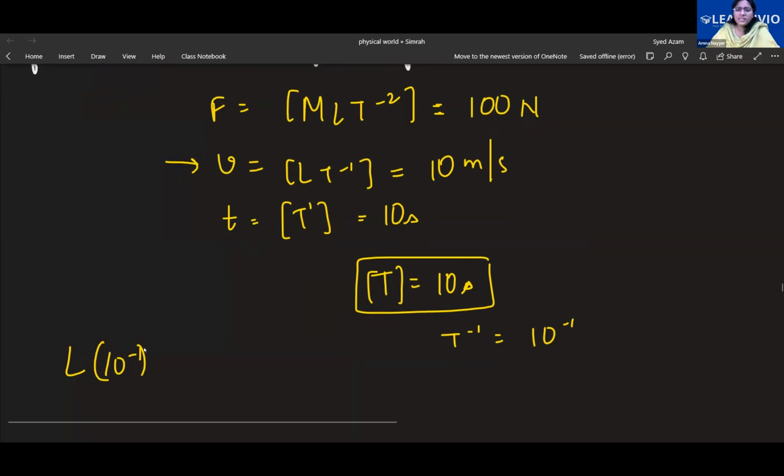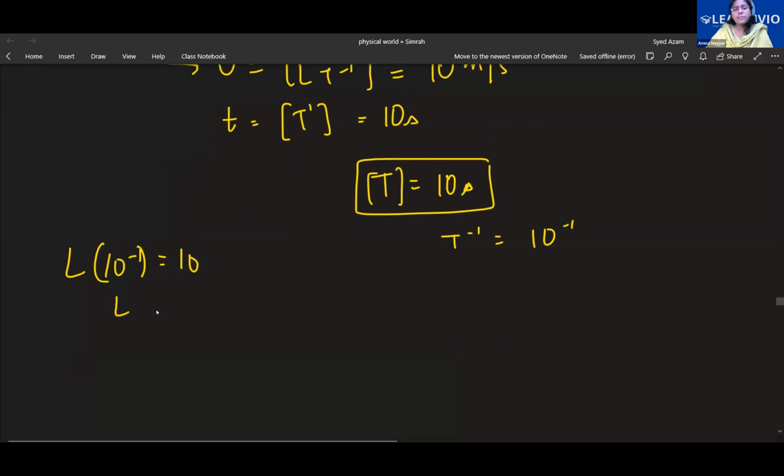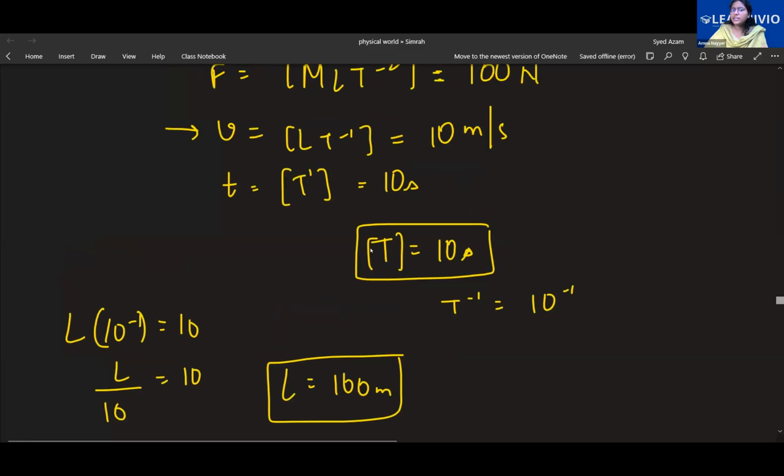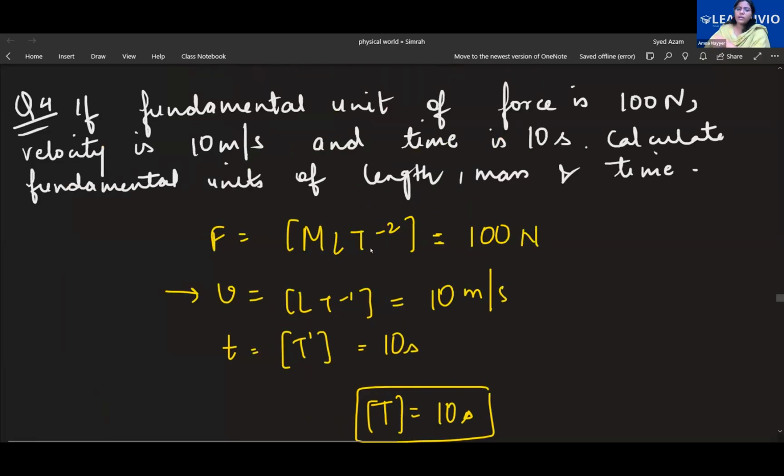This is an easier question. You will not find it difficult. This is 10 meter per second. So now let us just find out the value of L. So this will be L by 10 is 10. So L will be 100. So we have got the value of length also. Now the last one, mass, is left. So we have length, we have time. It's not difficult for us to calculate now. Basic units are present. So for mass, let us write M.